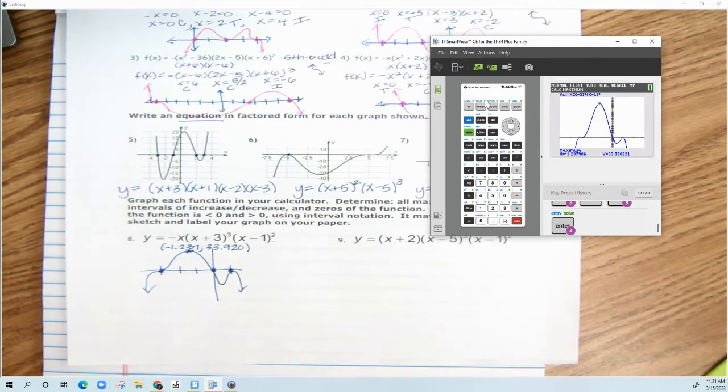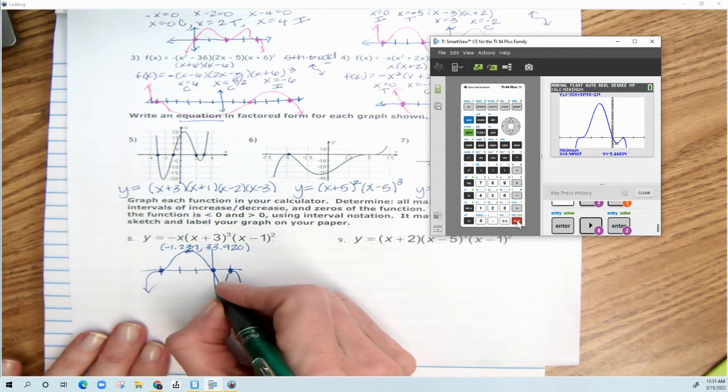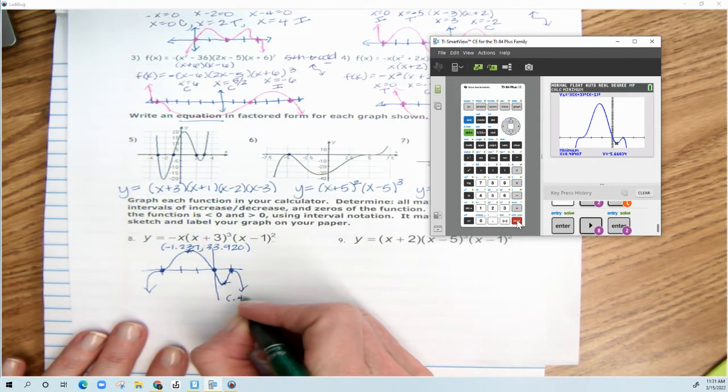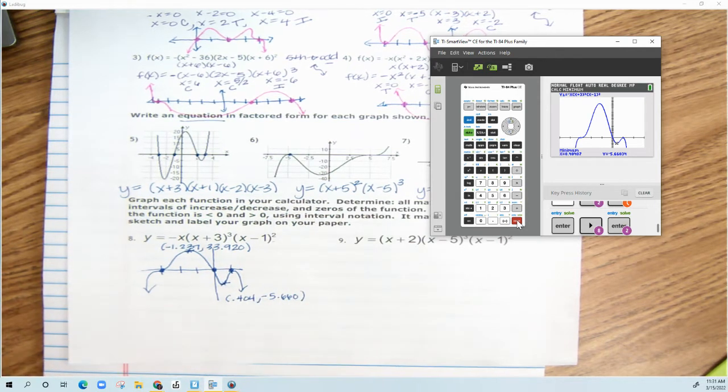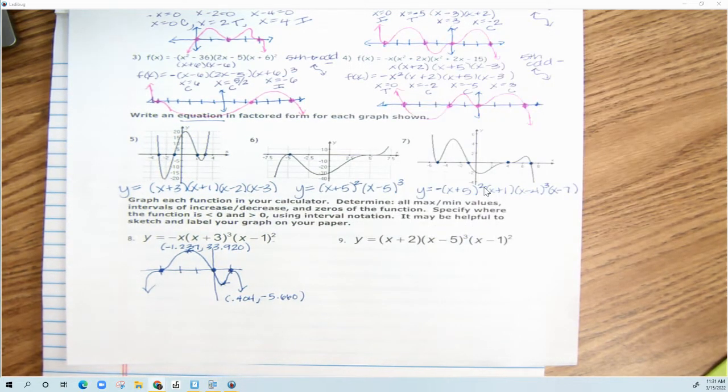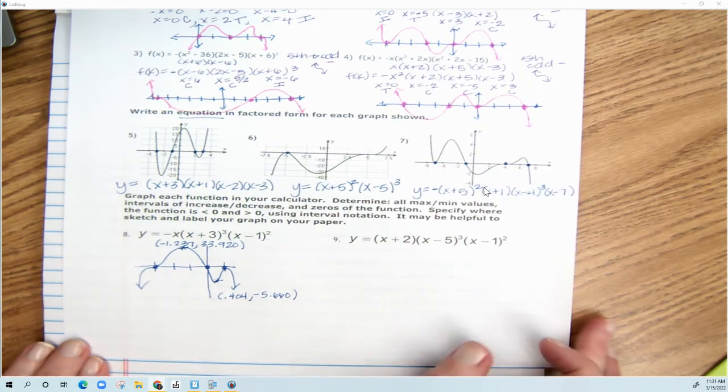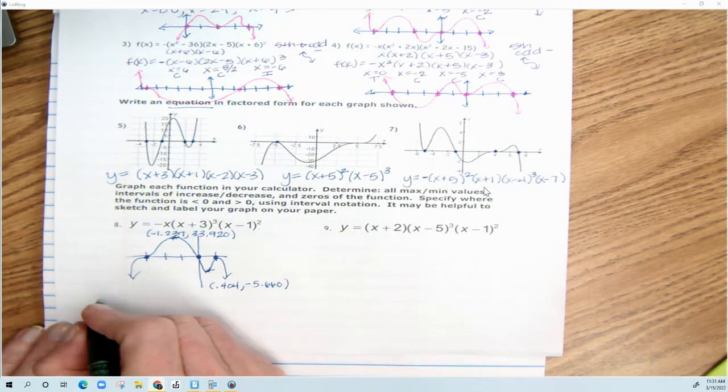Then I'm going to use the calculator to find the minimum, which is 3. So point to the left of the minimum turn, point to the right, and this turn is 0.404, comma, negative 5.660. Then that's helpful because now I can answer all of the questions. It asked for max mins, increase, decrease, zeros, and less than 0, greater than 0.